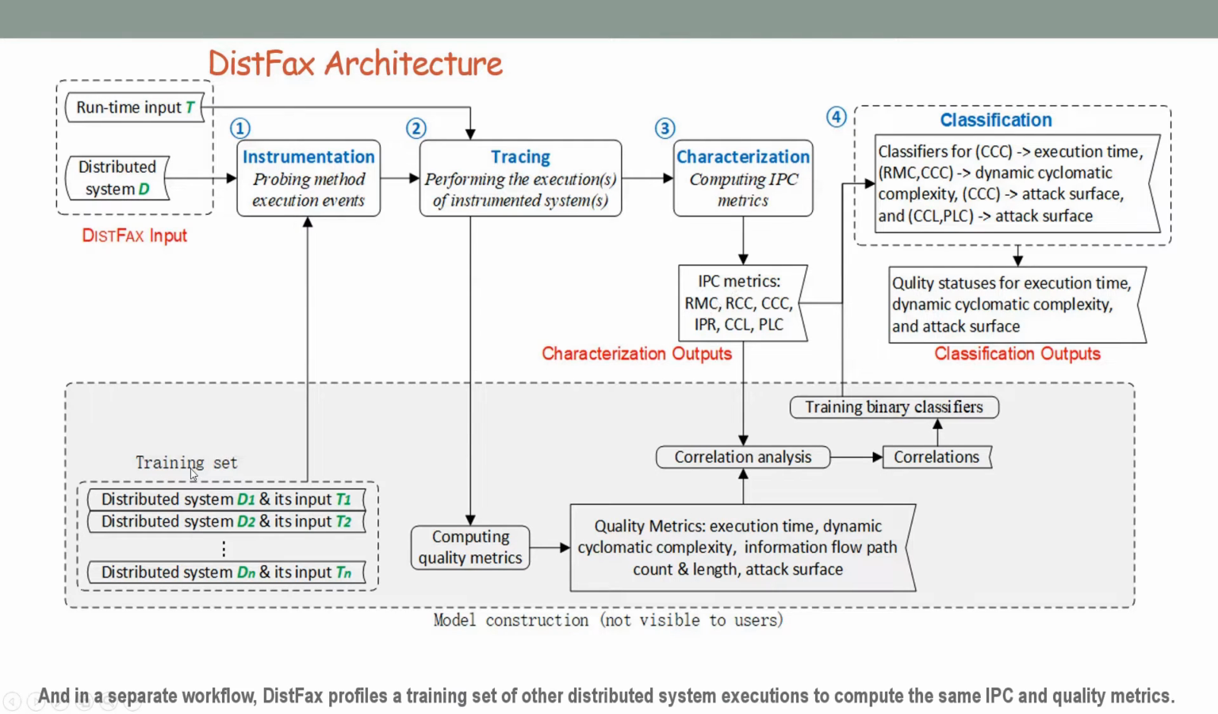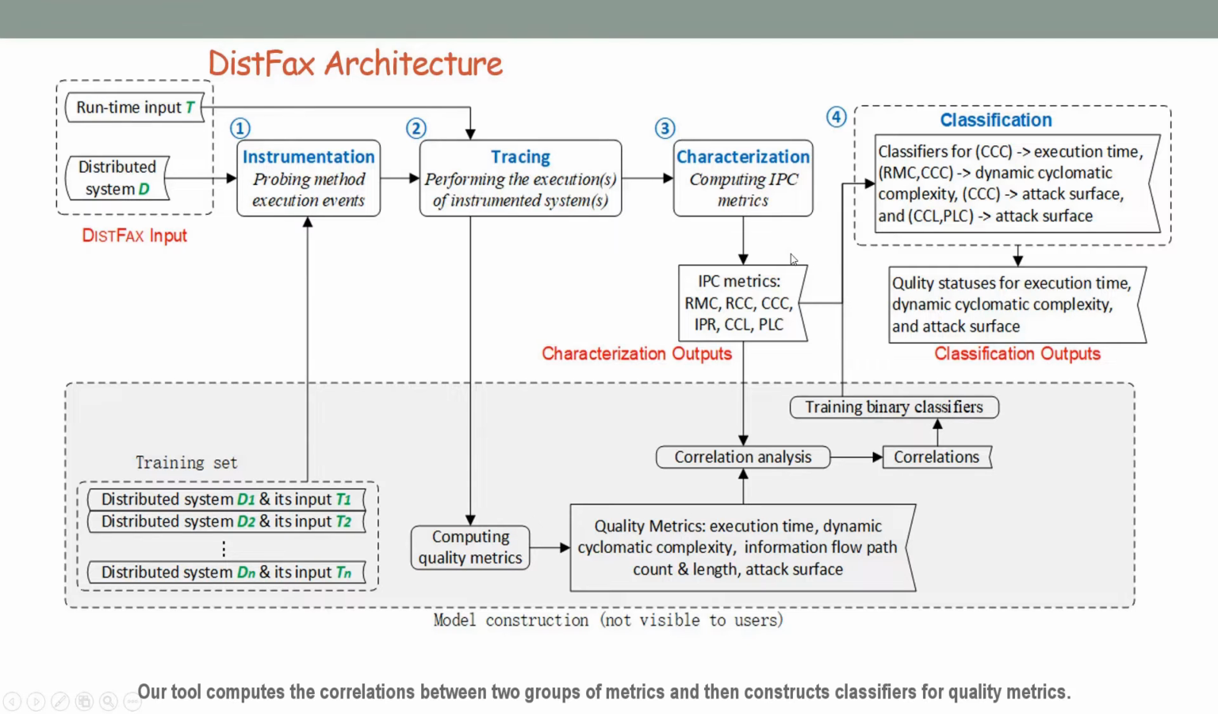And in a separate workflow, DistFax profiles a training set of other distributed systems executions to compute the same IPC and quality metrics. Our tool computes correlation between two groups of metrics and then constructs classifiers for quality metrics. Eventually, the tool predicts the quality status, normal or anomalous, as the final classification output.